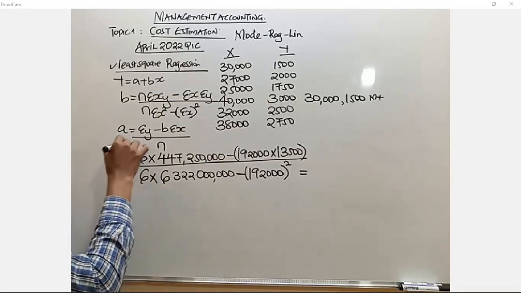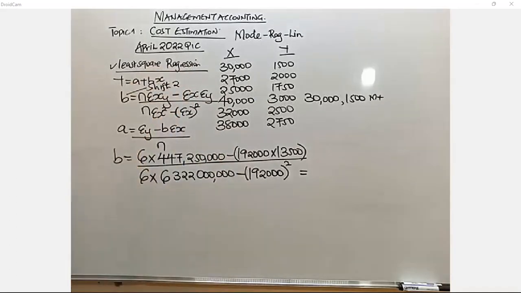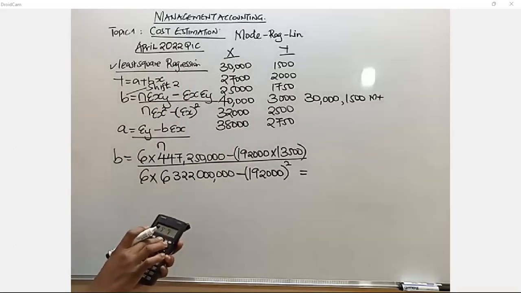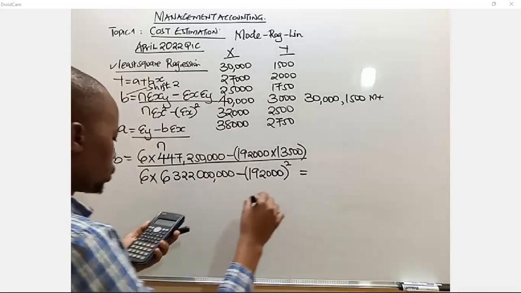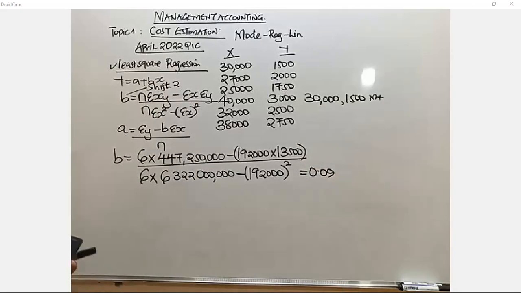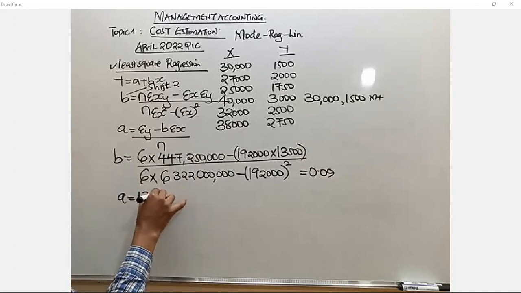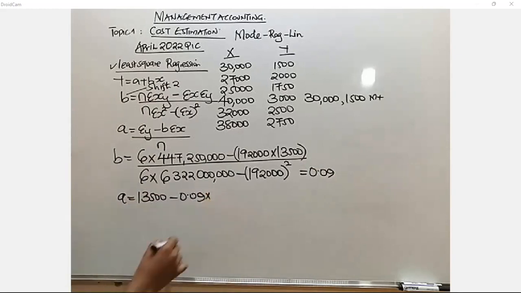So to get our B, let us press Shift 2, and then we scroll using the scrolling button. So Shift 2, and then I scroll here. I get B is on number 2, then equal sign, and you'll be able to get our B is 0.09, if you have done it well. Then A should be equal to the summation of Y, our Y is 13,500, minus 0.09 times, it should be around 192,000.